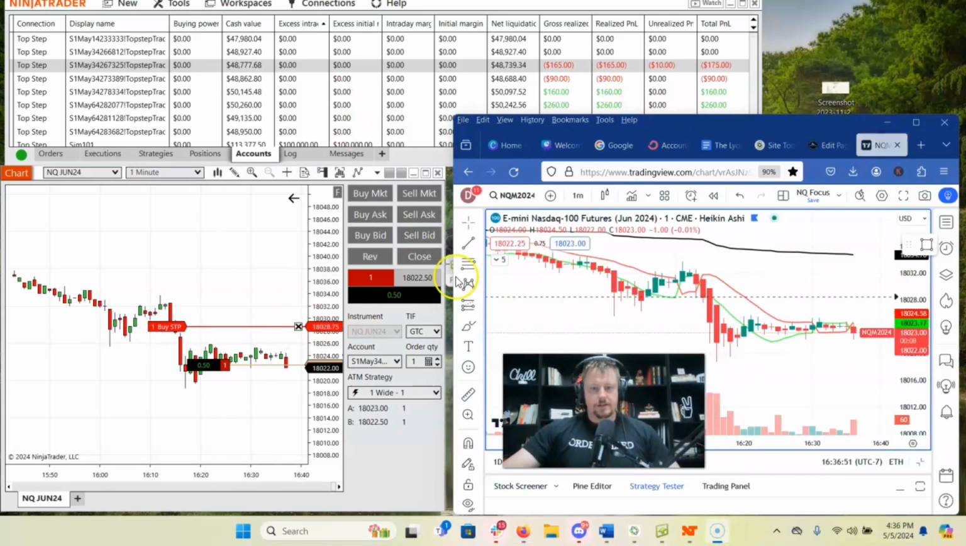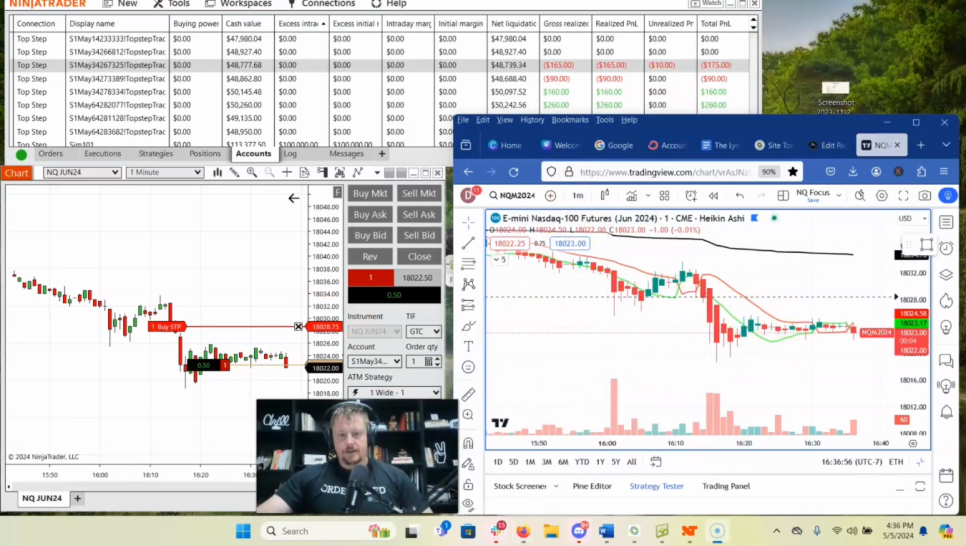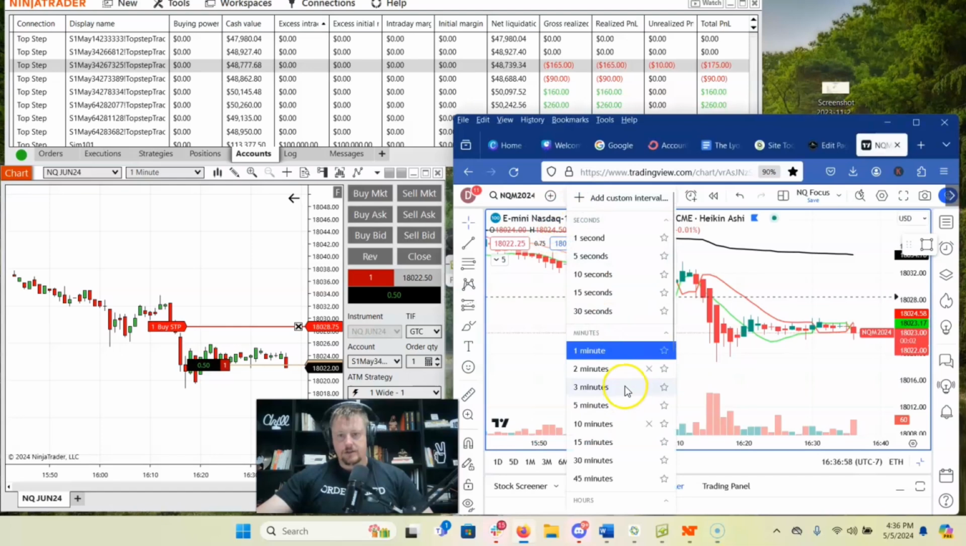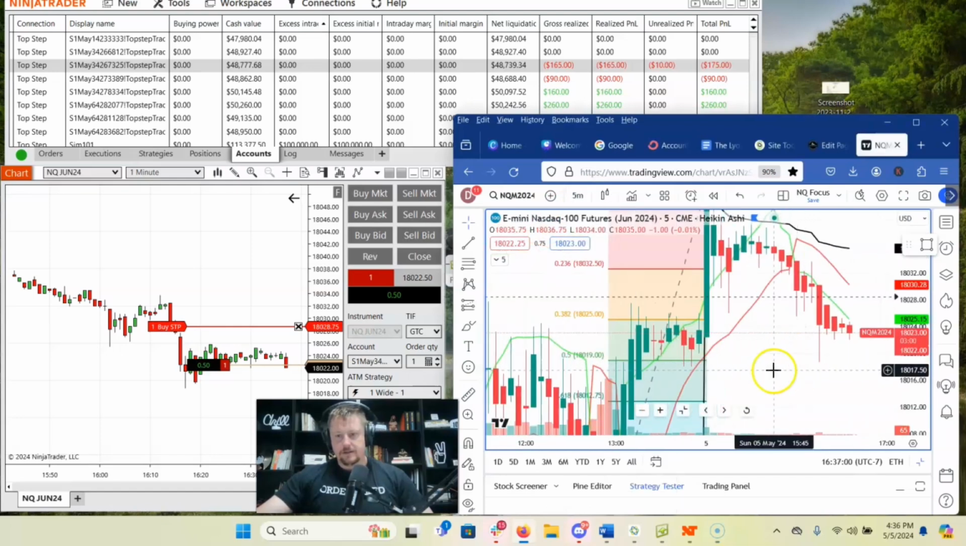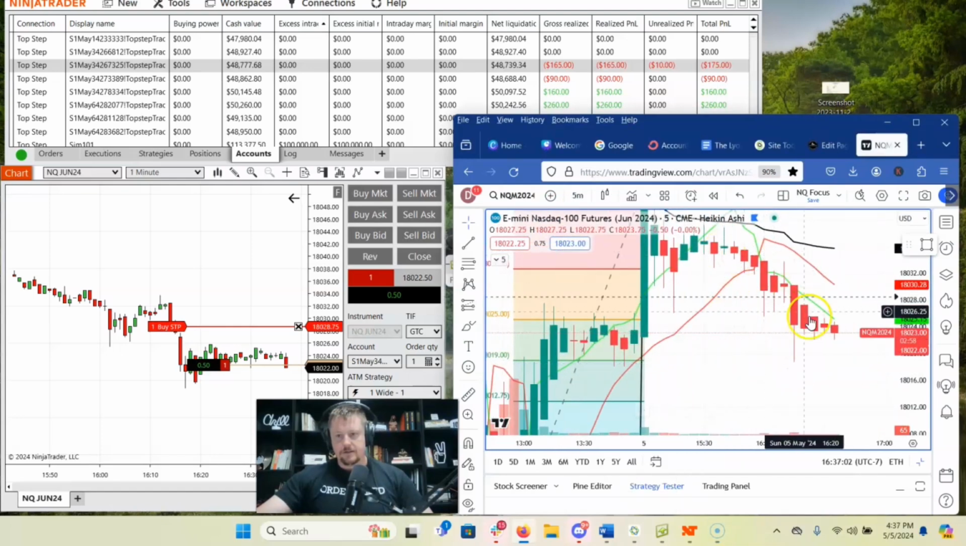So right now I'm trading on NinjaTrader. I'm viewing it on TradingView. I'm on the 1 minute charts. Maybe I'll go to the 5 minute. Yeah, look at that. If you look at the 5 minute, it's all red, which means it's probably going to continue going red until we see a 5 minute green candle.